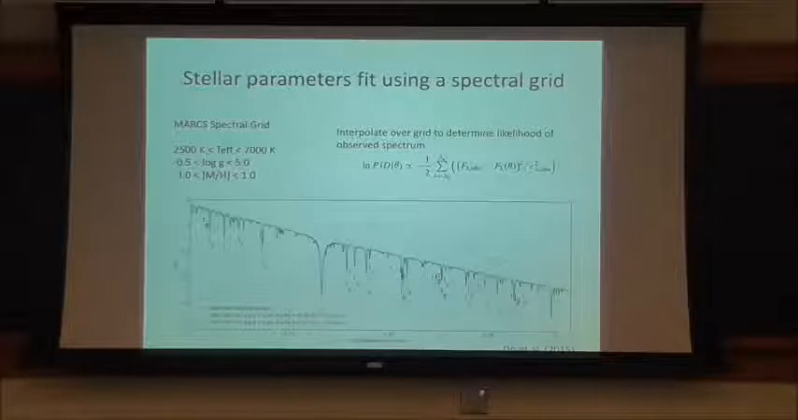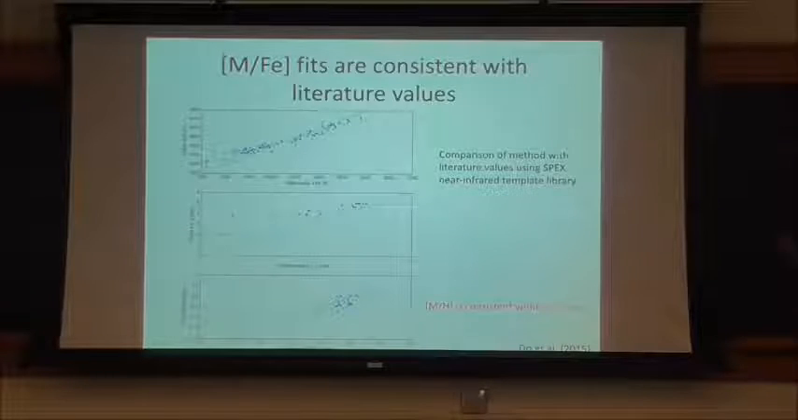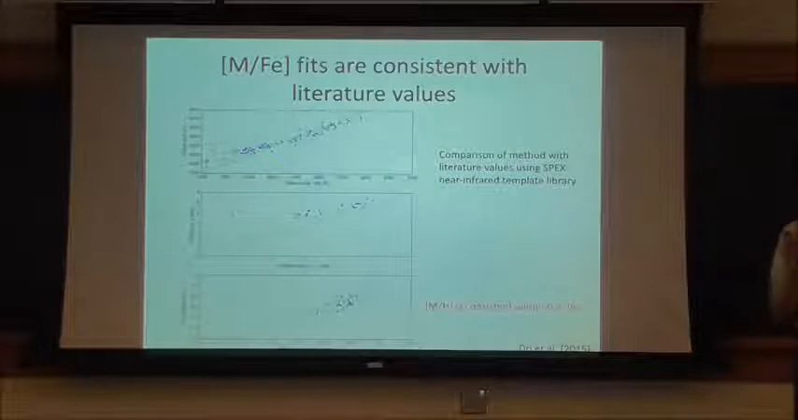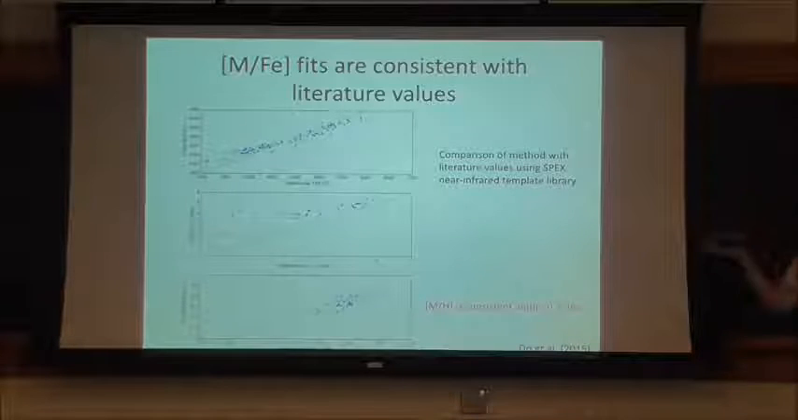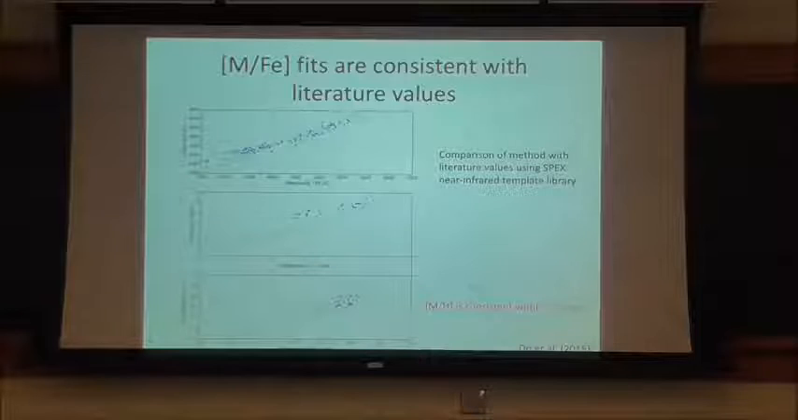But the Sun is not really representative for most of our stars, so we'd like to do a better test. The other test we did was to look at the SPECS infrared template library. This template library is really bright stars in the near infrared that the SPECS telescope observed, and a lot of them have literature values for Teff, log g, and metallicity. And so we used our models on those stars to see if we're consistent.